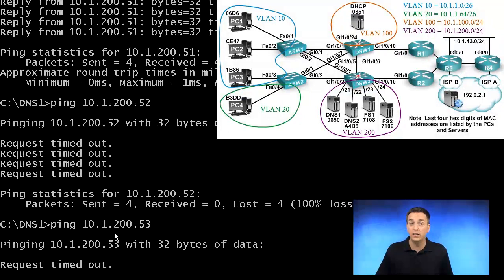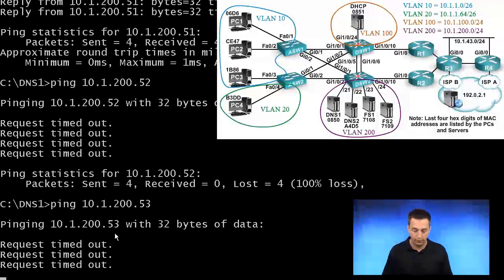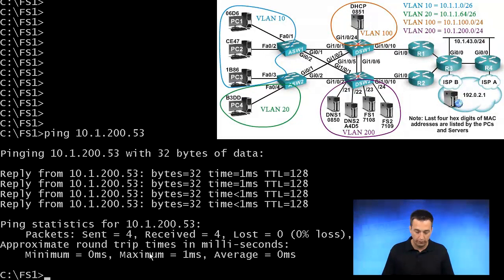Excellent. Fails there as well. So we've accomplished our goal of making sure that DNS1 and 2 can still communicate with each other, and they are not able to communicate with file server 1 or file server 2. But can file server 1 and file server 2 communicate with each other anymore? They shouldn't, because they're both within isolated VLANs.